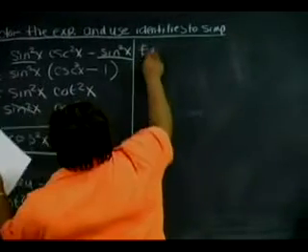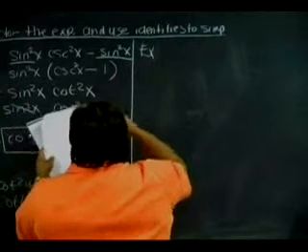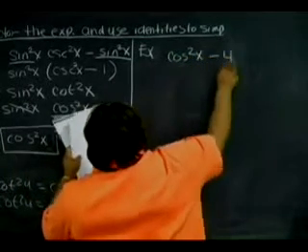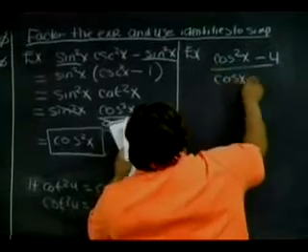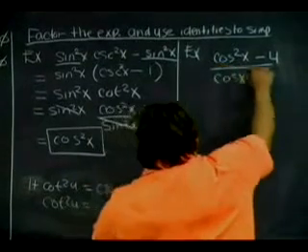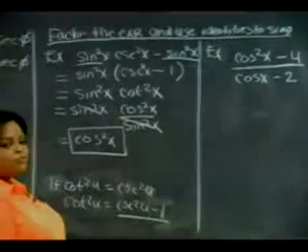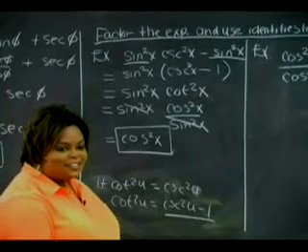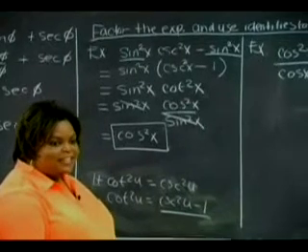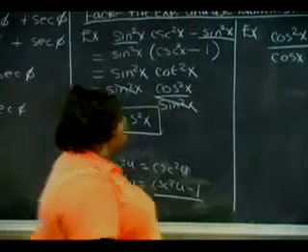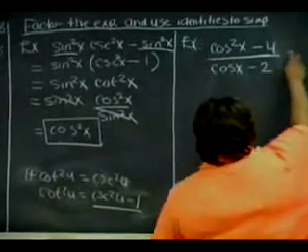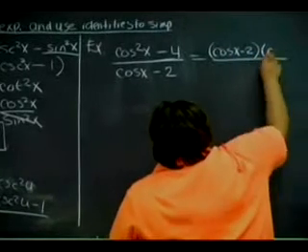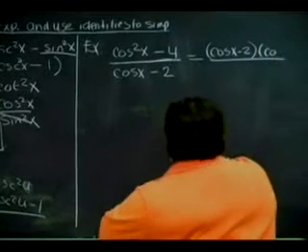Okay. Another example. Cosine squared x minus 4 over cosine x minus 2. Factoring now. We have to be in that mode of factoring. Can we factor that numerator? What is it? Difference of 2 squares, right? Cosine squared is a perfect square and 4 is a perfect square. So this factors to cosine x minus 2 times cosine x plus 2.